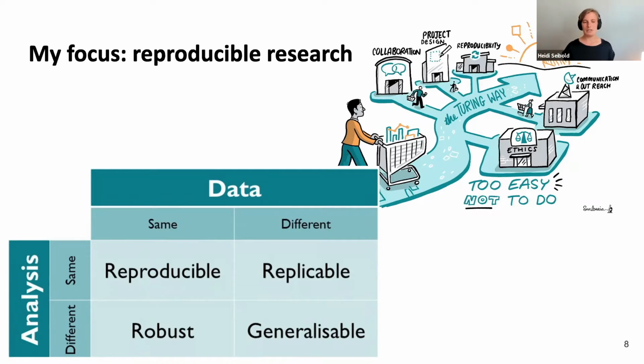Before I dive into it, I want to talk a little bit about what we in the Turing Way, or what I also mean when I say reproducible research, because that's a bit of a confusing term and people use it in different ways. So I want to quickly just say what it means to me. To me, reproducible means when I use the same data to do the same analysis, and then if I get the same results, then I call something reproducible.